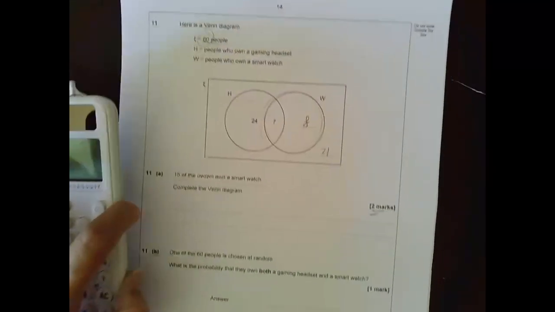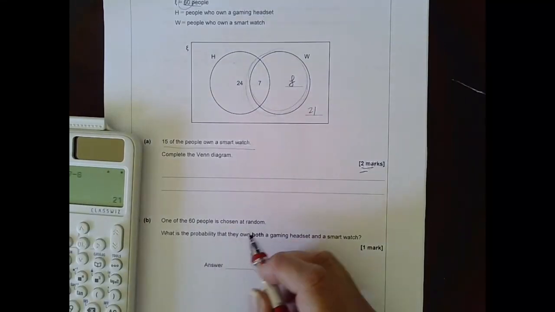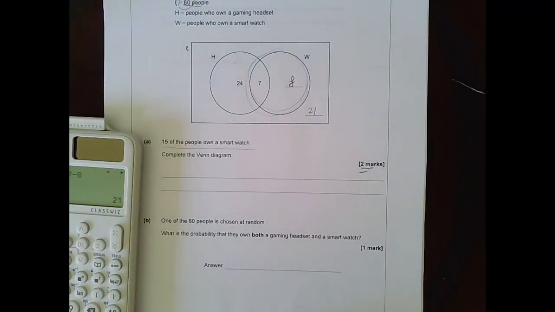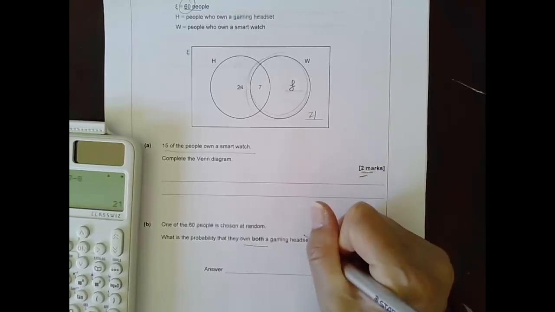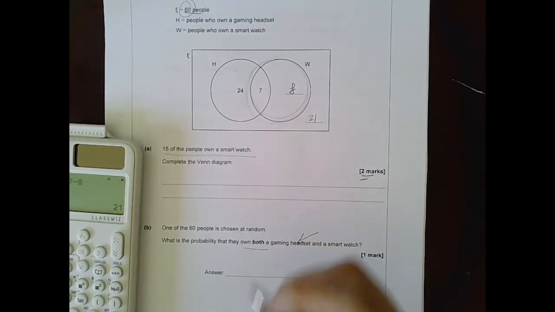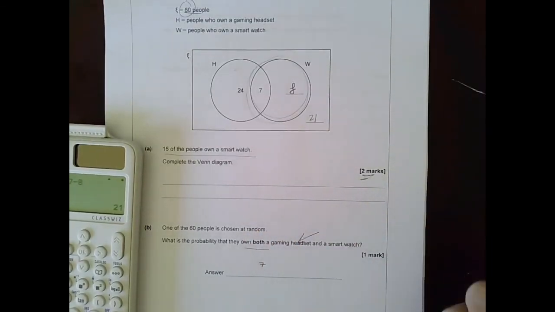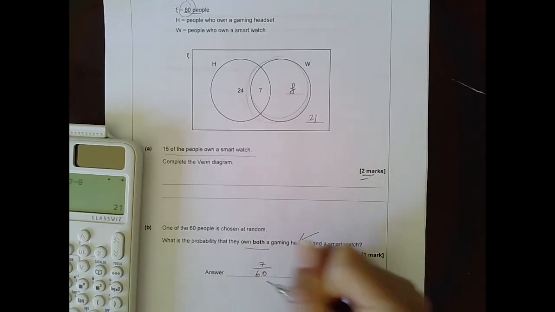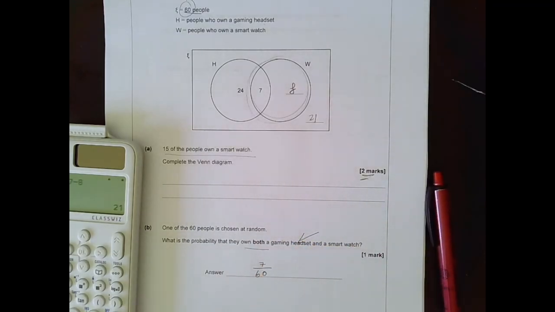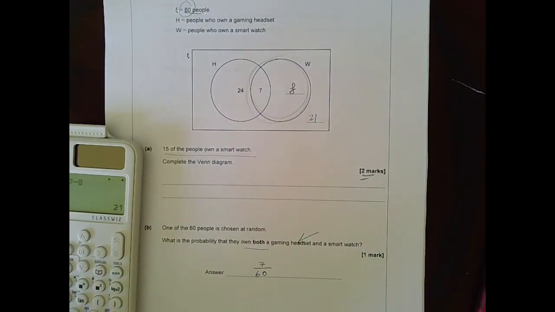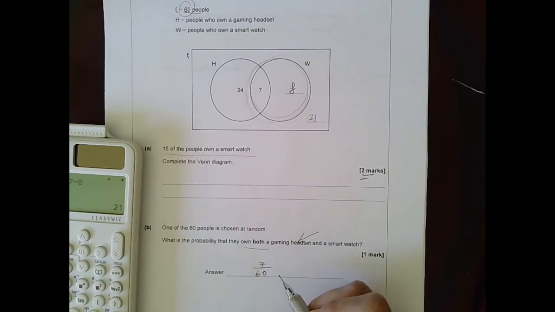2 marks. And then we have one of the 60 people chosen at random. So find out the probability for them to have both. So we have 7 having both, over the total. Check if this is in simplified form. If it's not, then simplify it. Otherwise, we can't do anything with it. So I personally will leave it like this.